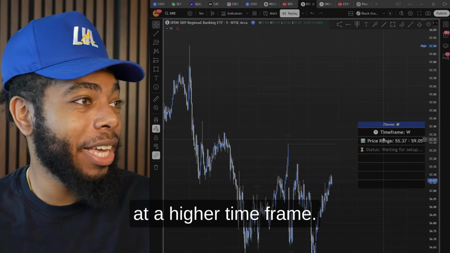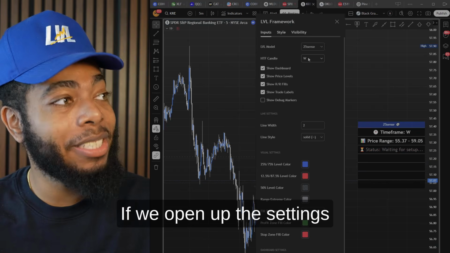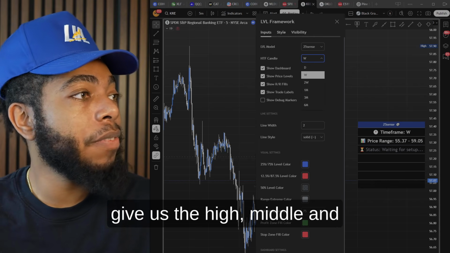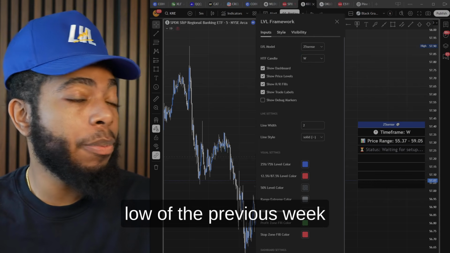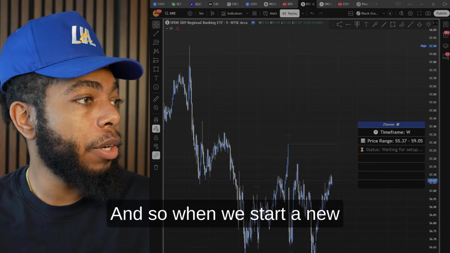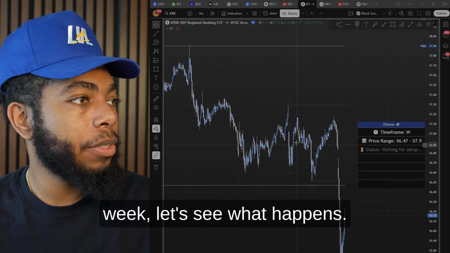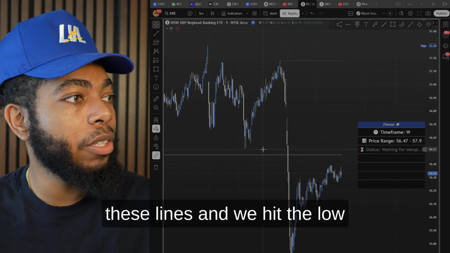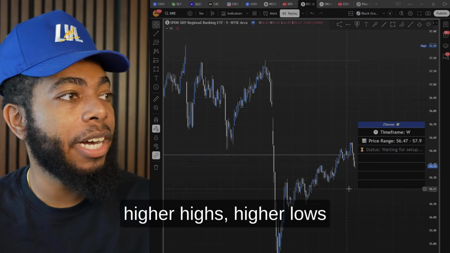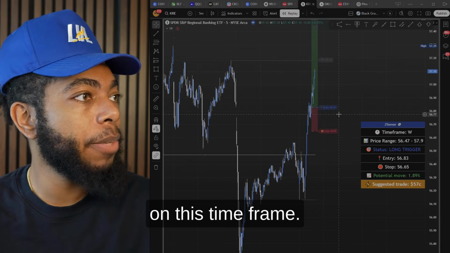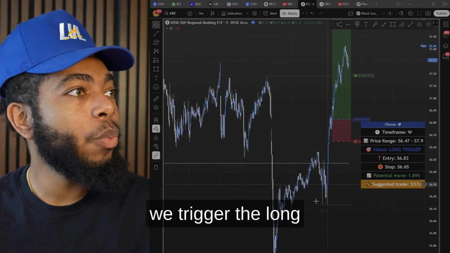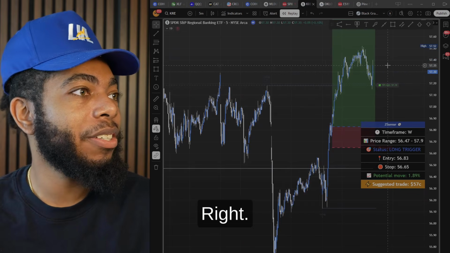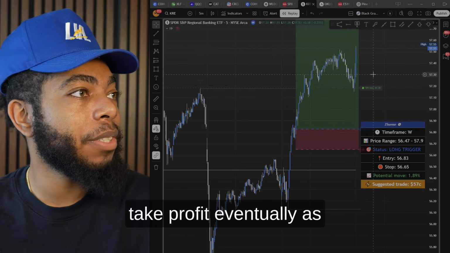This time looking at a higher time frame. If we open up the settings and then go to the weekly time frame, we can set this to the week. And so that'll give us the high, middle, and low of the previous week levels. And so when we start a new week, let's see what happens. Well, we form the high, middle, and low, represented by these lines, and we hit the low of the previous week. Then we start forming higher highs, higher lows on this time frame. Eventually, as we retrace, we trigger the long level and then get to our first target price, right? And that's where we would take profit.